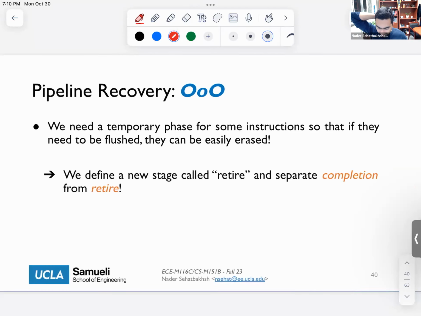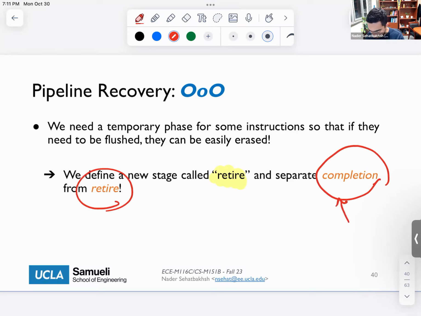We fix this issue by adding a notion of what we call retire. Essentially, we're going to create a two-step process, which in one case we call complete, and in another case we call retire. So we're going to differentiate between what we call a completion and what we call a retire. If we complete things but don't retire them, then if a flush happens, we can flush everything that is completed, but we cannot flush things that are retired. So let's see what the difference is between a complete stage and a retire stage.